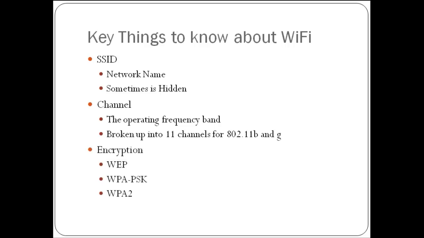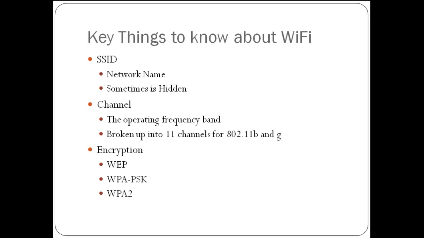And finally, Wi-Fi has encryption. Encryption is what keeps other people off of your network and keeps your data yours. The three kinds of encryption are WEP, WPA pre-shared key, and WPA2. This is by no means a complete list, but these are probably the three most common kinds of encryption. If you find that your router is using WEP, please go ahead and change it to either WPA or WPA2 if your router supports it. WEP is not strong encryption.